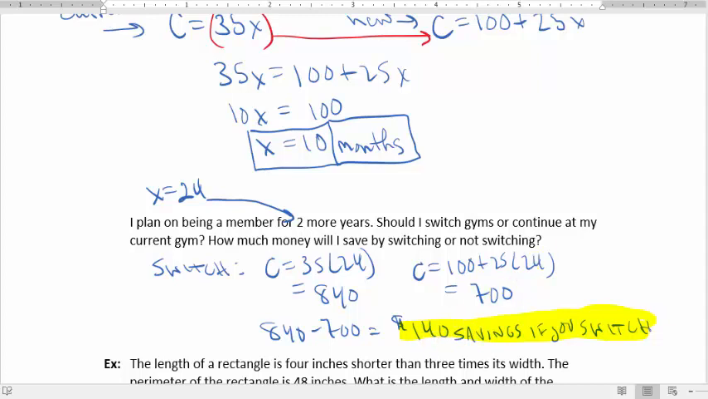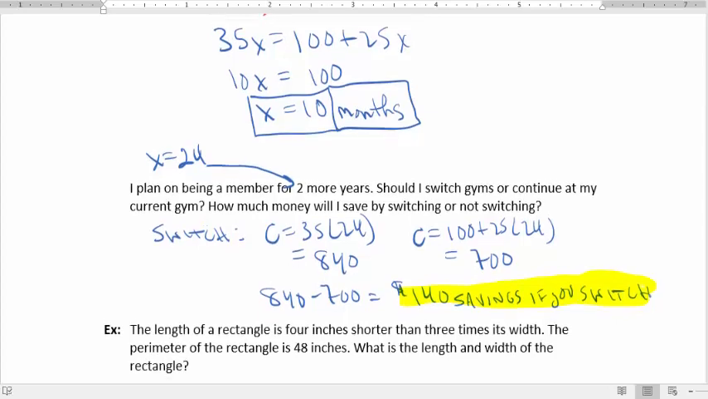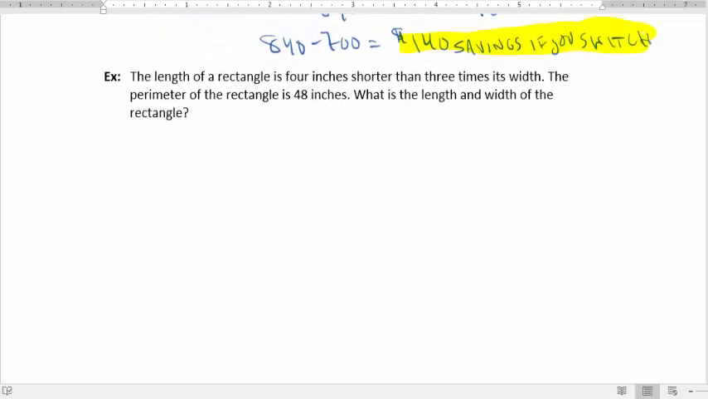If money isn't an issue, right? I mean, okay, switch because I'll save in the long run. But if you want to save money in the short term, you probably don't want to pay that initiation fee. But yes, in the long run, you would save $140 by switching.